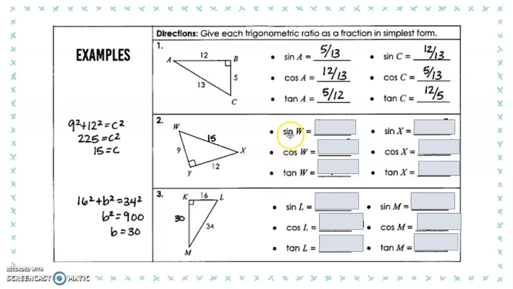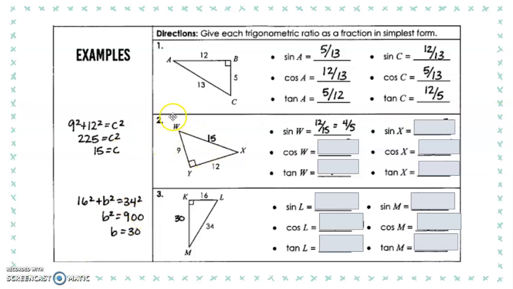So for number 2, starting at angle W, I'm going to do the sine, so opposite over hypotenuse. Opposite of W is 12, and my hypotenuse is 15. It is 12 over 15, but we need to simplify if we can. 12 over 15 simplifies to 4 over 5.